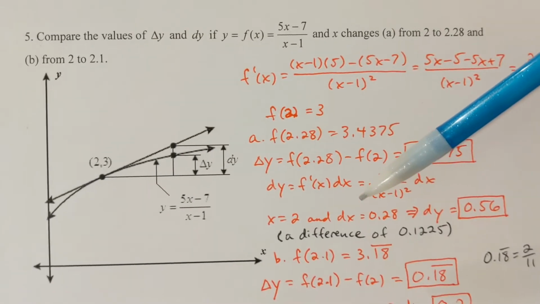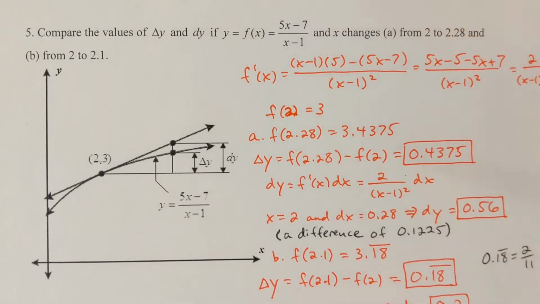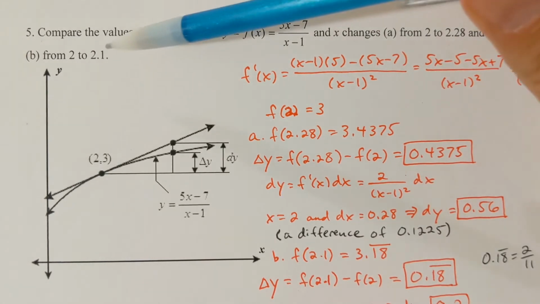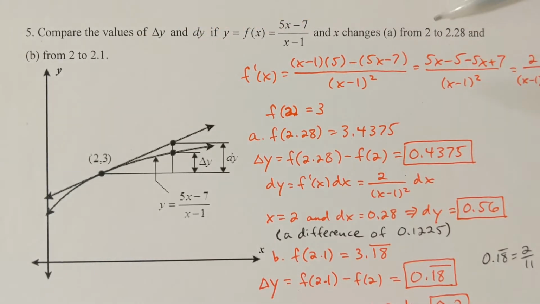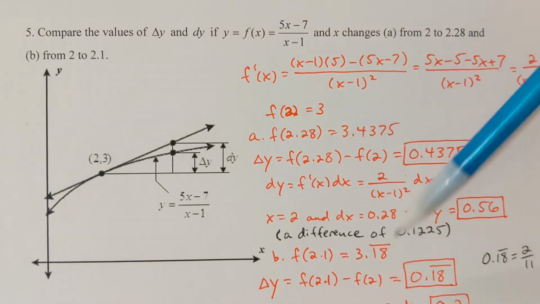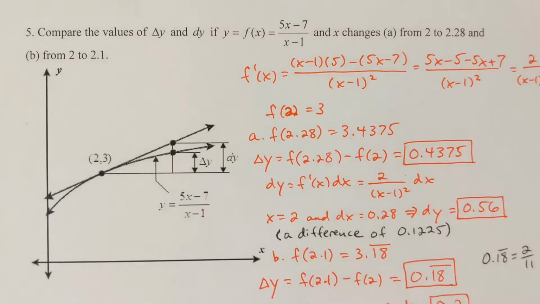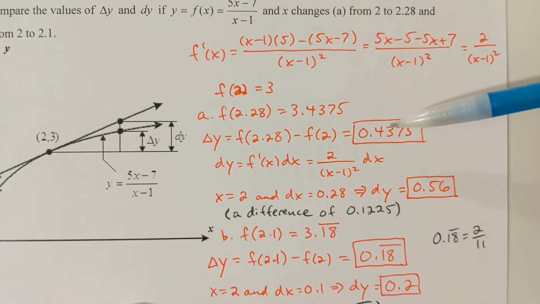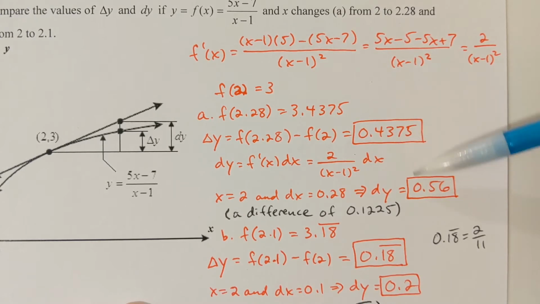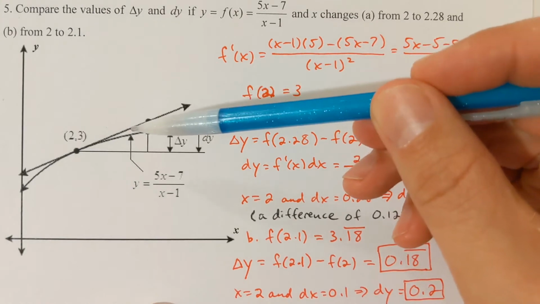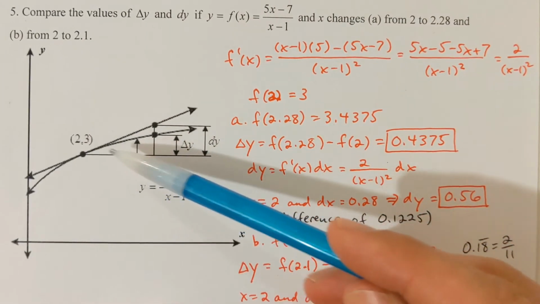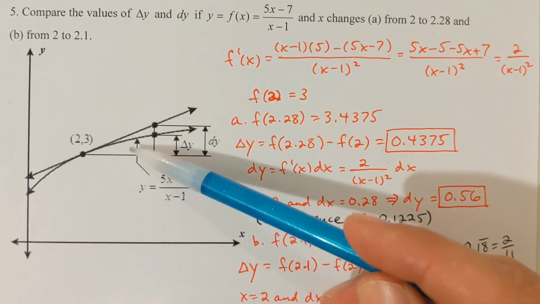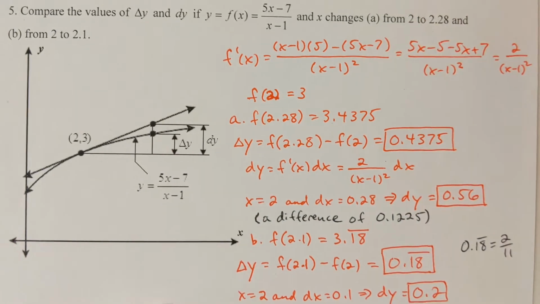Okay, now before we look at part B, a distance from 2 to 2.1 is smaller than a distance from 2 to 2.28. So before I calculate anything here in part B, I would expect my answer to part B to be two numbers that are closer to each other than what I see here. Since the gap is going to be smaller, since I'm not going as far away from 2 as I was before in part A.